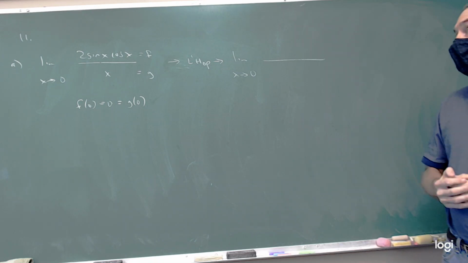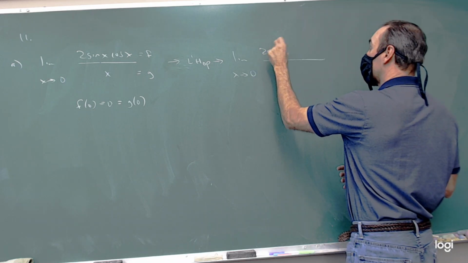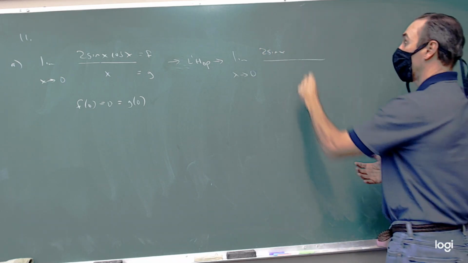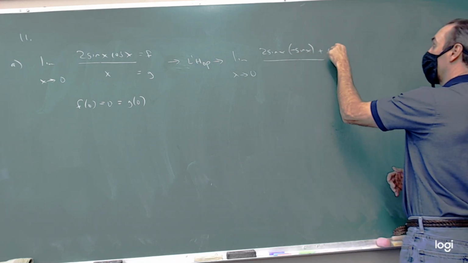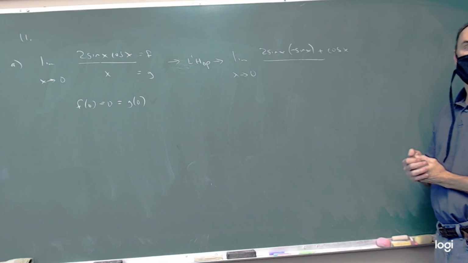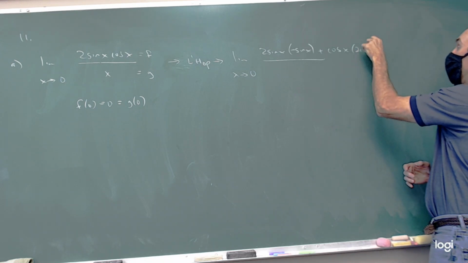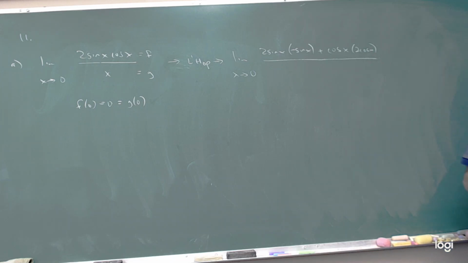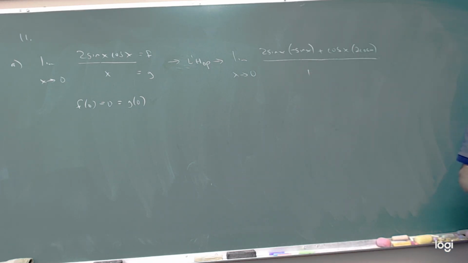So the top is a product rule. We're going to take the first, 2 sine x, times the derivative of cosine, which is a negative sine x, plus the second, the cosine, times the derivative of the first, and the derivative of 2 sine x is 2 cosine x. That's a product rule in the numerator. In the denominator, the derivative of x is just 1. Is that okay so far?